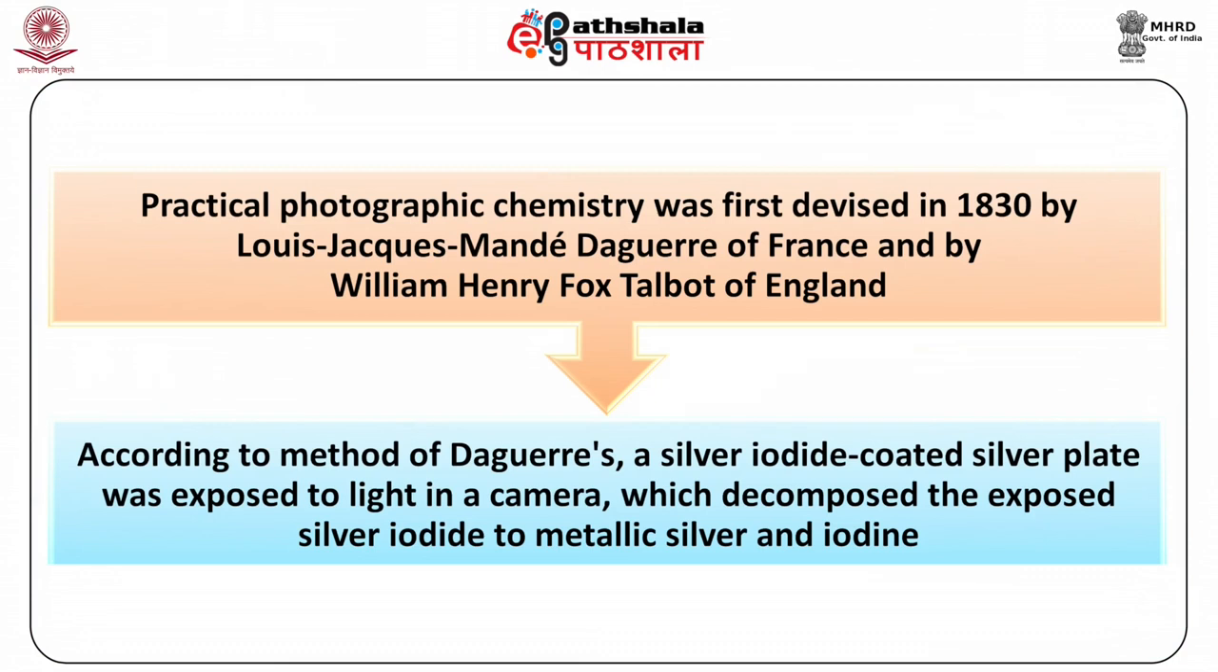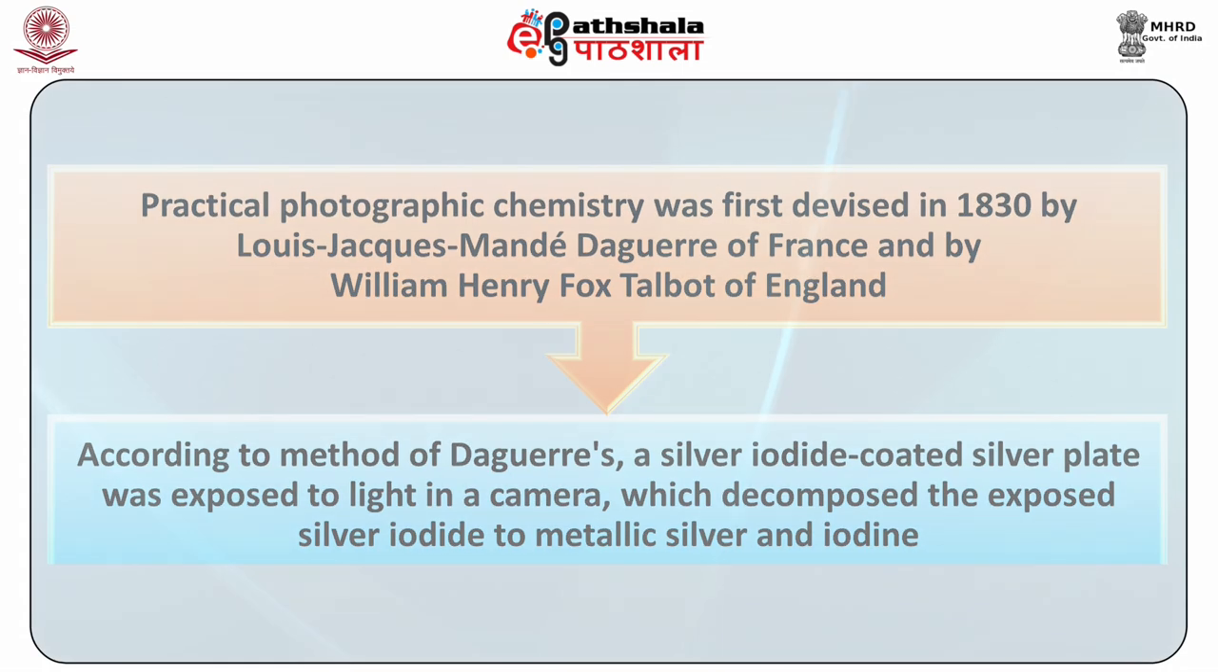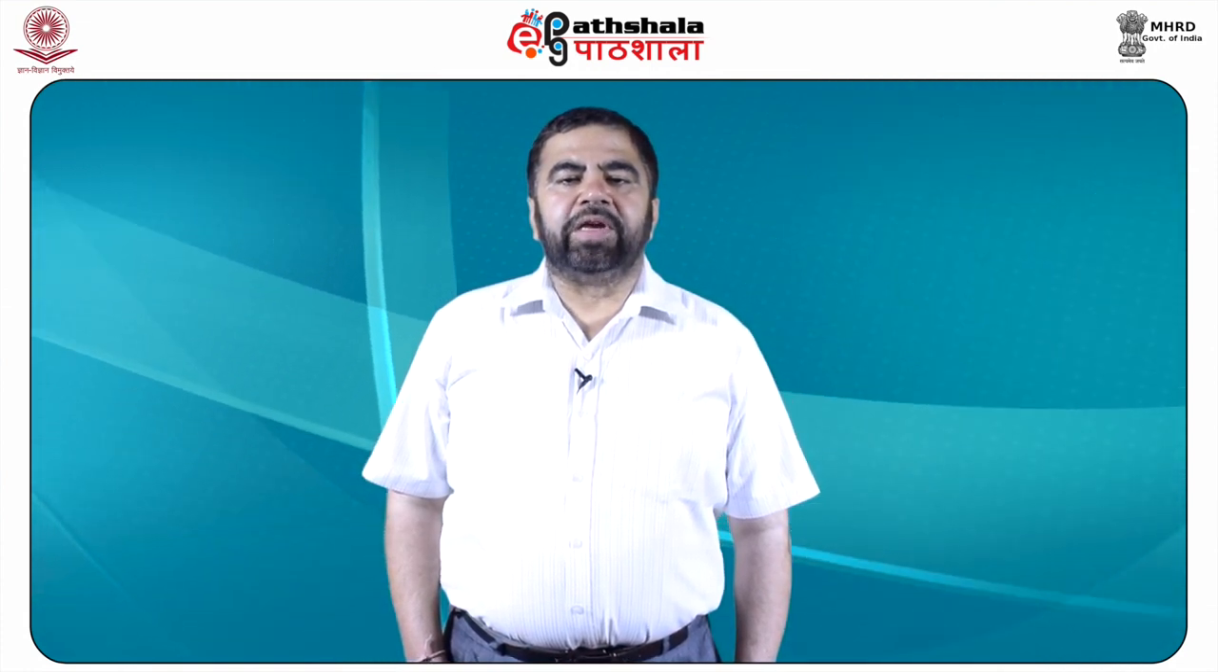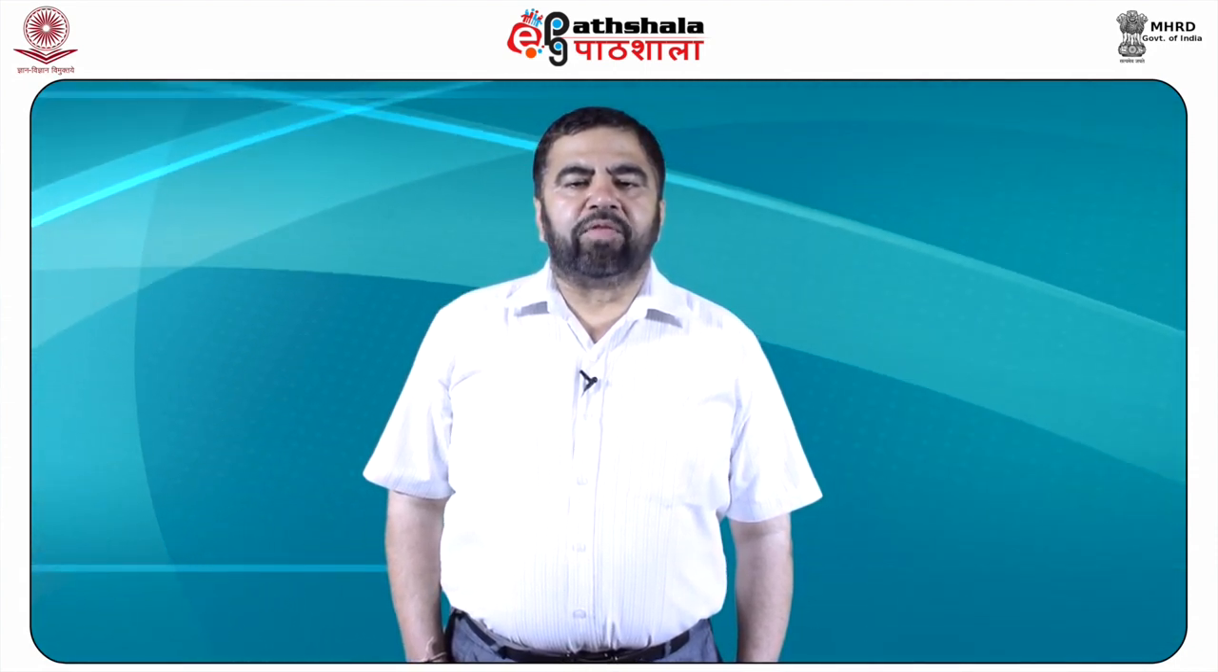Practical photographic chemistry was first devised in 1830 by Louis Jacques Mandé Daguerre of France and by William Henry Fox Talbot of England. According to the method of Daguerre, a silver iodide coated silver plate was exposed to light in a camera, which decomposed the exposed silver iodide to metallic silver and iodine. A clear permanent image was obtained by treating the plate with vapors of mercury, that is, by amalgamation of the silver. The remaining silver iodide was removed by rinsing it with a strong salt solution.